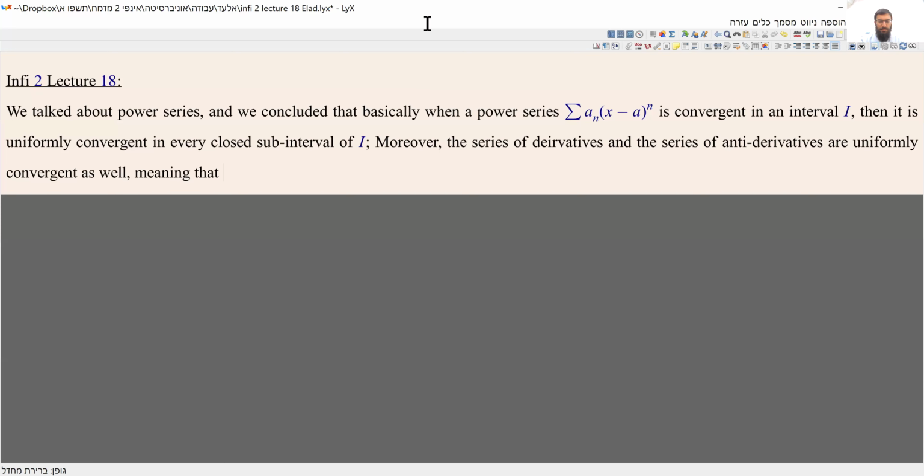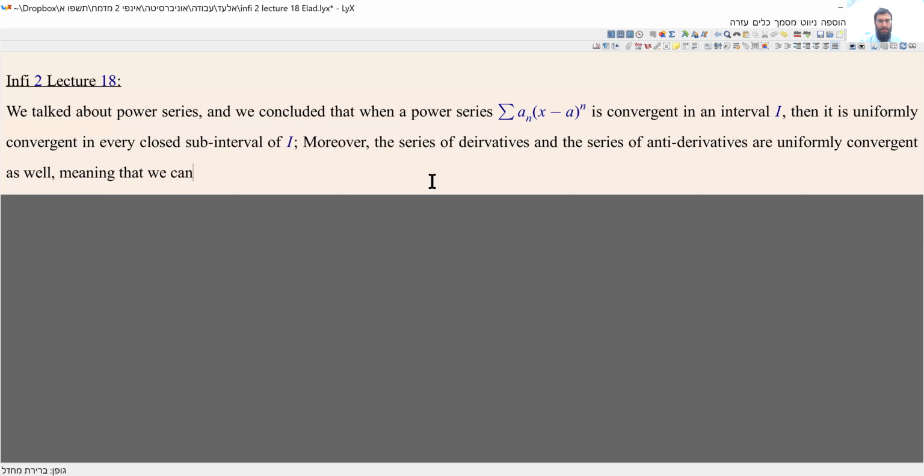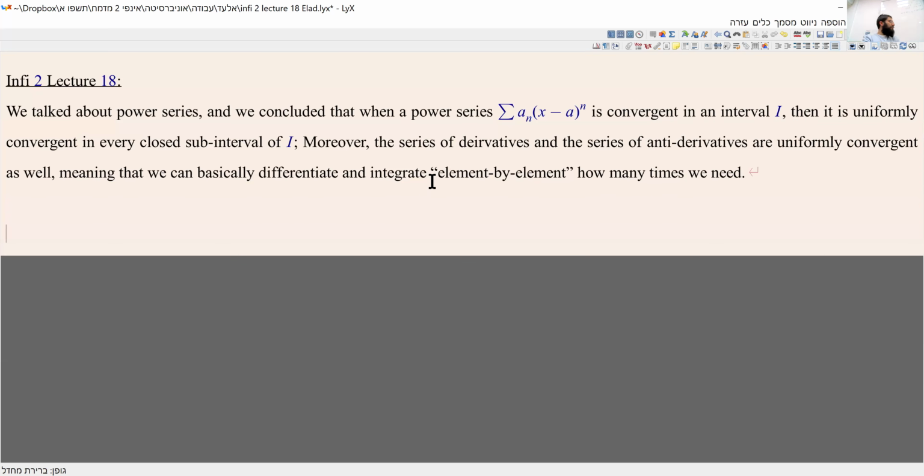Meaning that we can differentiate and integrate element by element, as many times as we need, when it comes to a power series. So, as we mentioned before, and now here it comes.